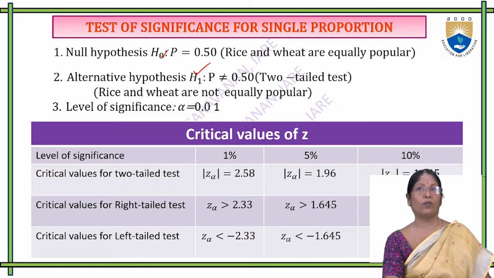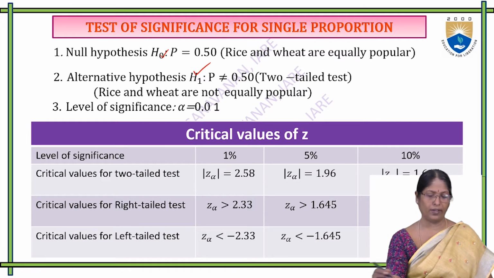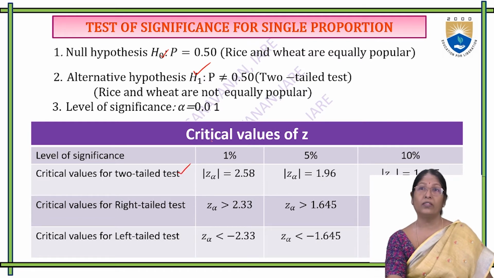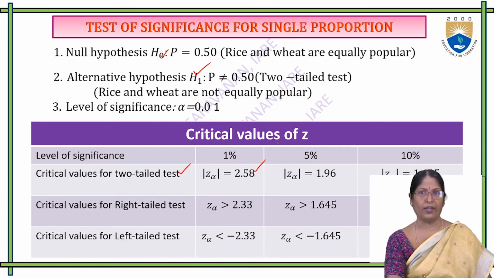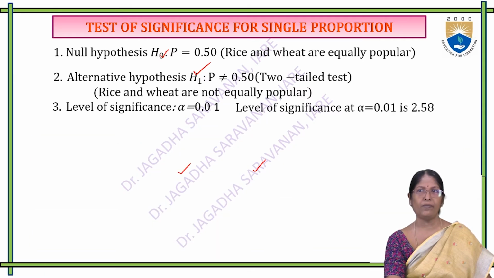Yes, our critical values of the Z table are ready. Now for a two-tailed test, here it is. Then 1%, what is that? 2.58. So the critical value at the level of significance alpha equals 0.01 is 2.58.